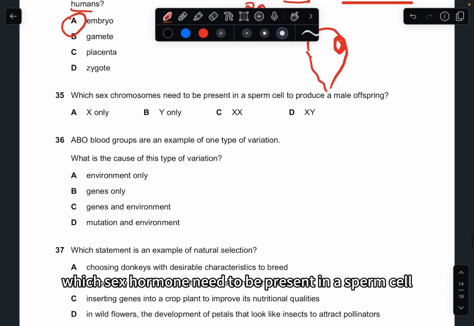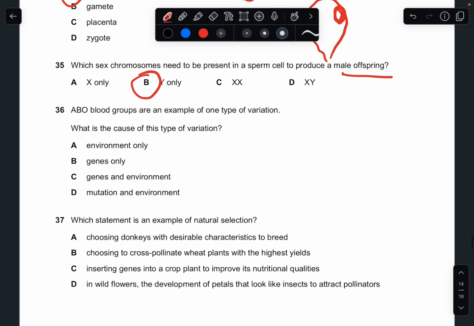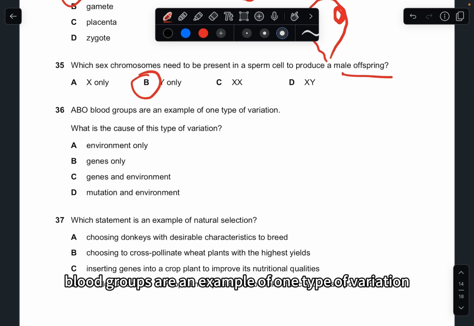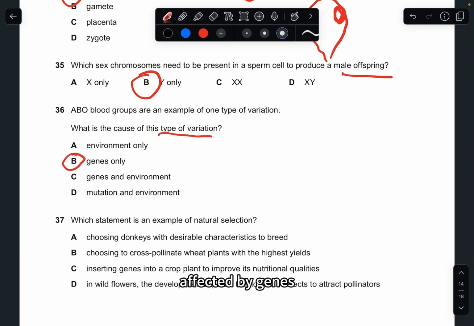Question number 35. Which sex chromosome needs to be present in a sperm cell to produce a male offspring? To produce a male offspring, only the Y chromosome is required. Question 36. ABO blood groups are an example of one type of variation. What is the cause of this type of variation? This type of variation in blood group is only affected by genes. It is not affected by environment or mutation.